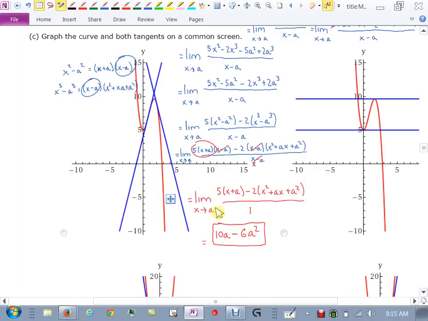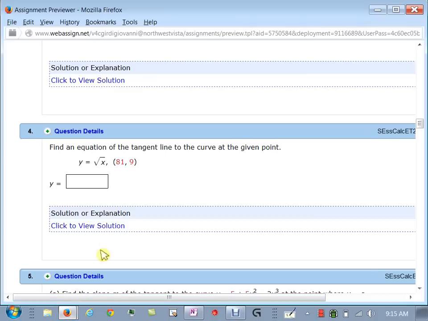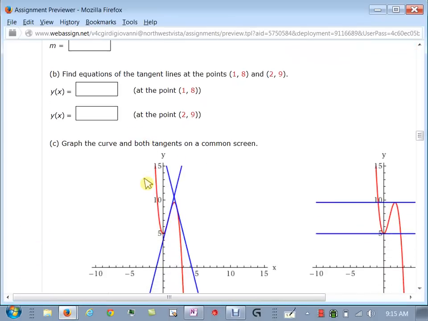Whew, that was a lot of work. Now, we need to finish the rest of the problem, but what I'd like to do is see if they used that formula or not.